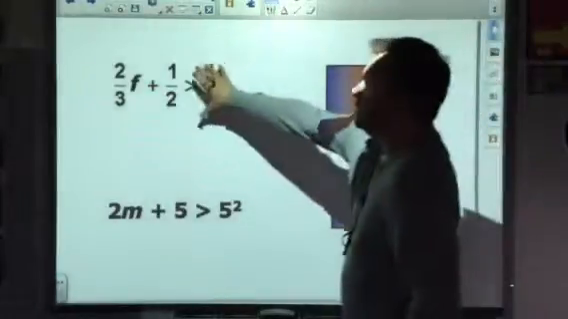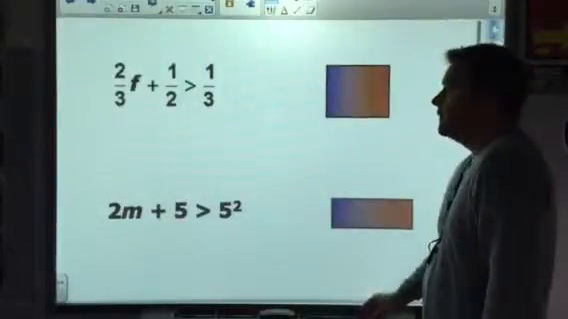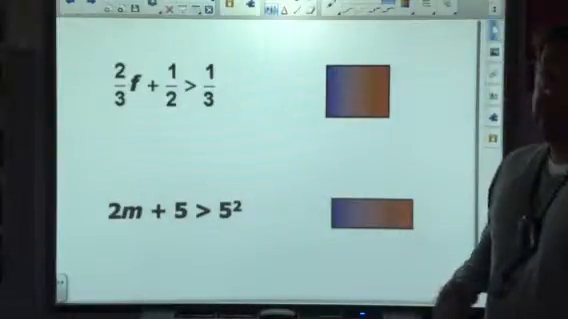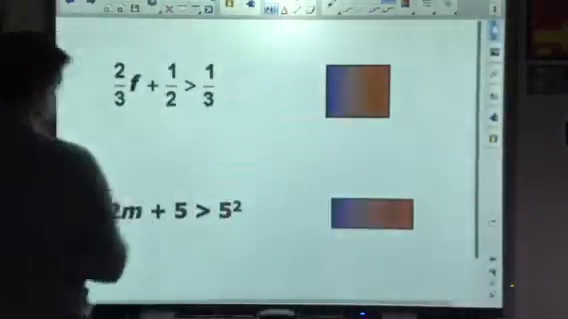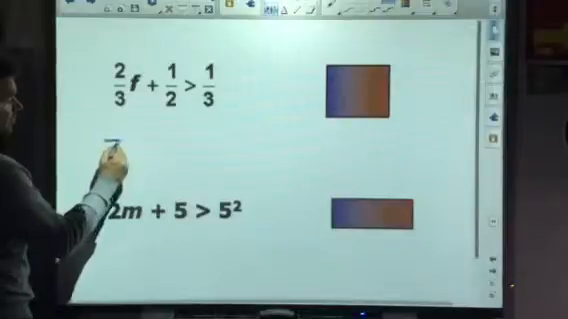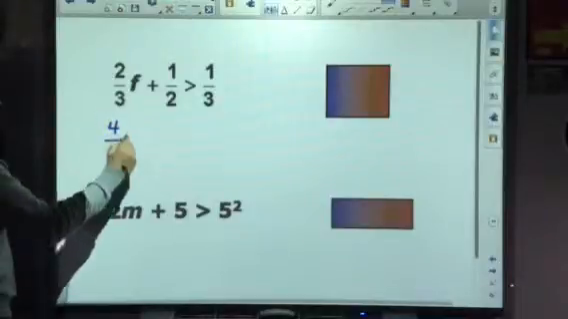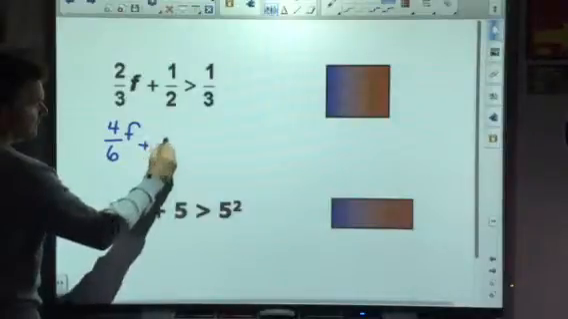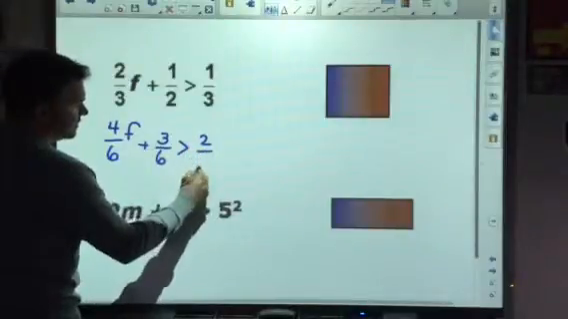Okay, this is a nice one. We've worked on quite a few of these with fractions. Don't like to work with fractions if we don't have to. So guys, what's the strategy here? And your response should have been, find a common denominator. If we can get everything to have a common denominator, it's going to be a lot easier. So what you should see is that the common denominator here would be 6. Okay, so it's going to be 4/6 f plus 3/6 is greater than 2/6.